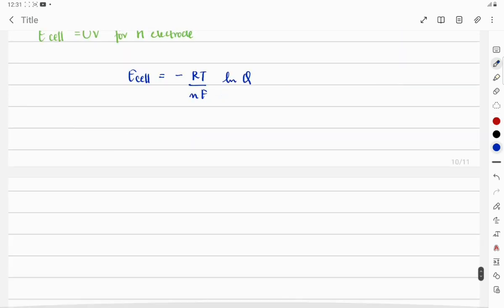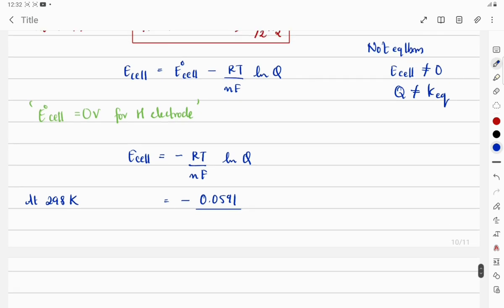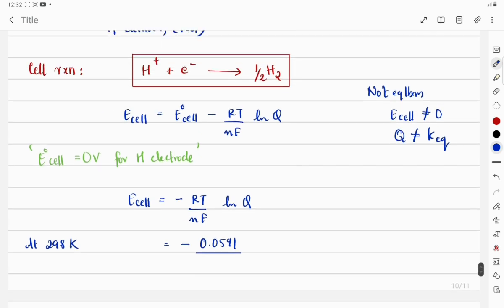So I can write E cell is equal to minus, I'm assuming temperature is 298 Kelvin, so at 298 Kelvin, I can write this as 0.0591 divided by n. What is n in this equation? n is equal to 1 electron, so divided by 1 into ln Q. What is Q? Concentration of product by concentration of reactant.